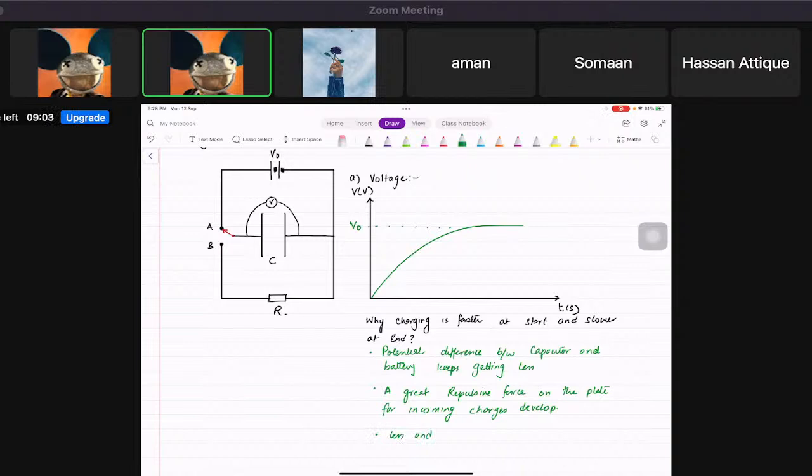And the last thing is, because less and less space is left for more charges, as the charge density, which means the number of charges per unit volume, increases. Any questions? Please let me know. In 10 minutes, I think now in like 8 minutes, you guys need to rejoin. Okay. Now. All right. Is it clear, everybody?